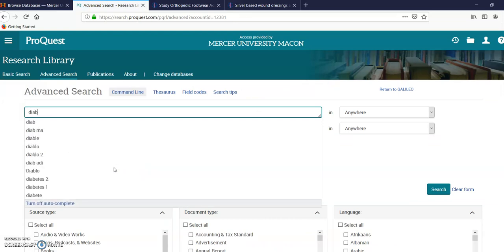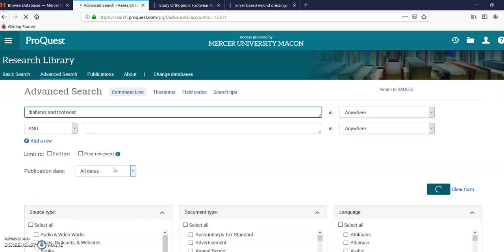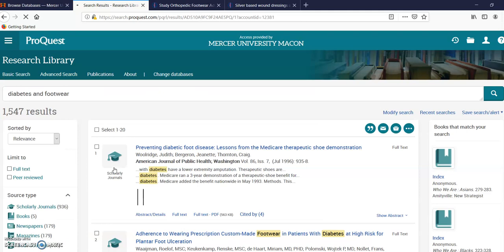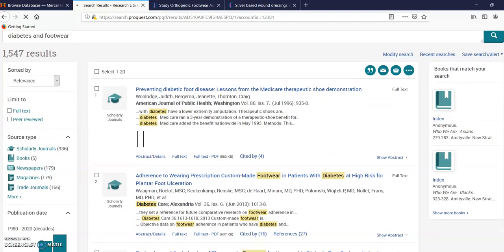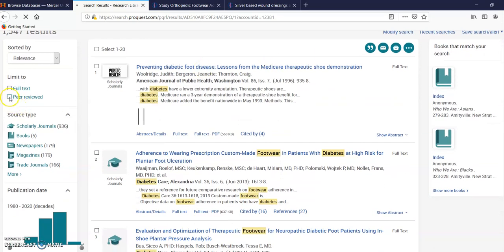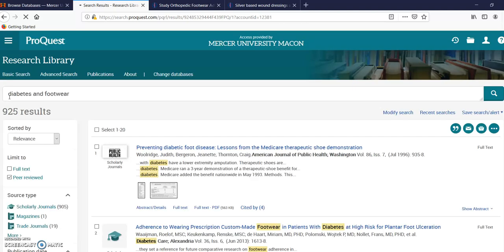Let's see. And footwear. Okay. Let's click on peer review because that's what we want. Remember, scholarly journals are going to be different than peer reviewed journals. Peer reviewed is a study that was done that was reviewed by experts in the field.